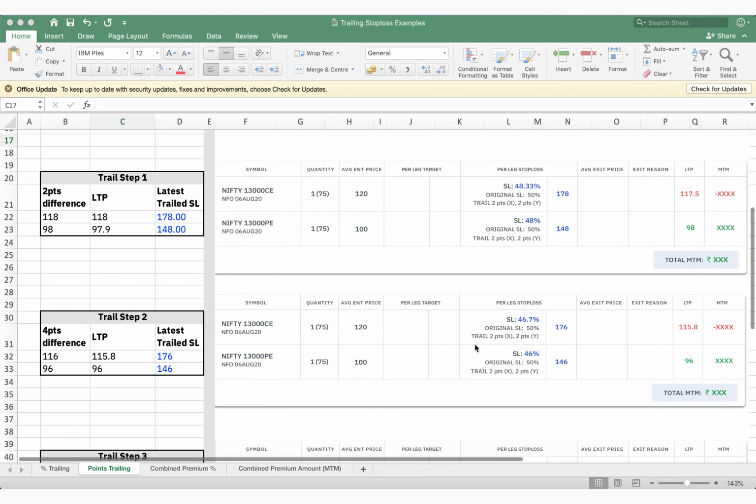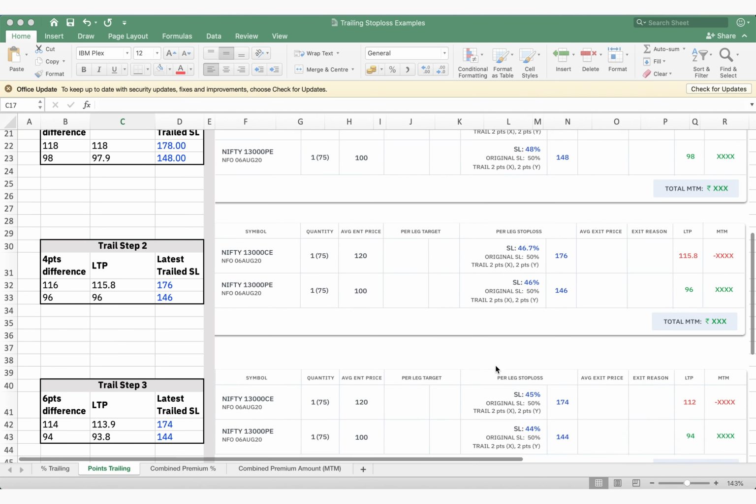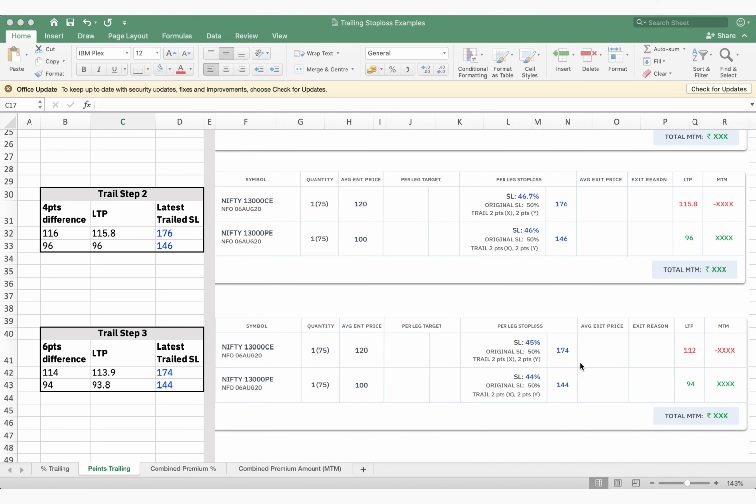So as the trade progresses further, the price has reduced further by another 2 points, which is X, and the SLs have also trailed by another 2 points, which is Y. And you can also see the recalculated SL from the average entry price. Likewise, the stop losses have trailed further as the price reduced further by X points and Y points.